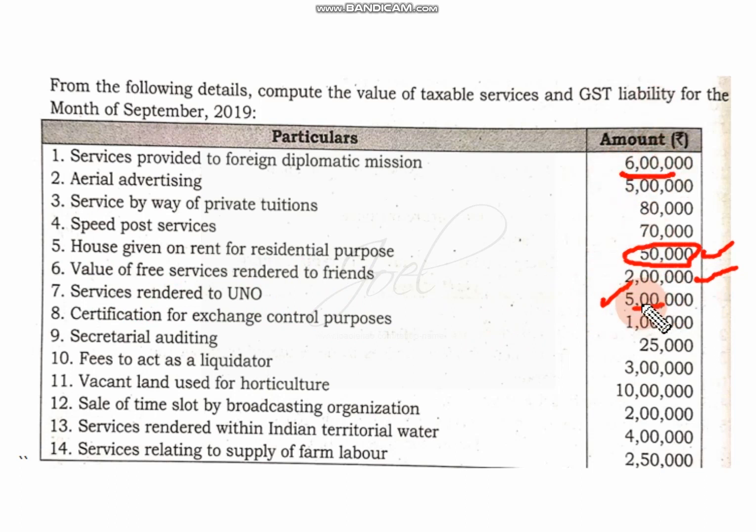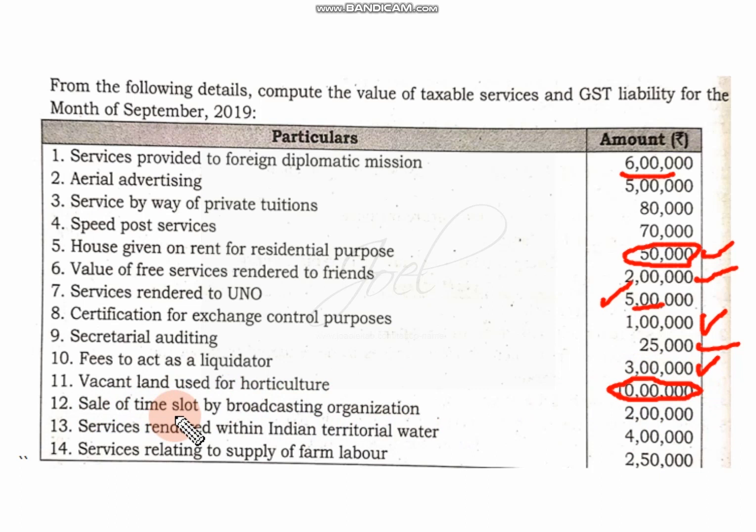See, these two are exempt from tax till here. Next, certification for the exchange control purpose, again it is a service which is fully taxable. Now rate is not given, so till now all 18% rate. Secretarial auditing, 18% taxable it is. Fees to act as a liquidator, again it is a service. All these services are given by CAs normally and auditing firms. Vacant land used for horticulture, remember again this item is exempt from tax. So this is the third item in this problem which is exempt from tax.